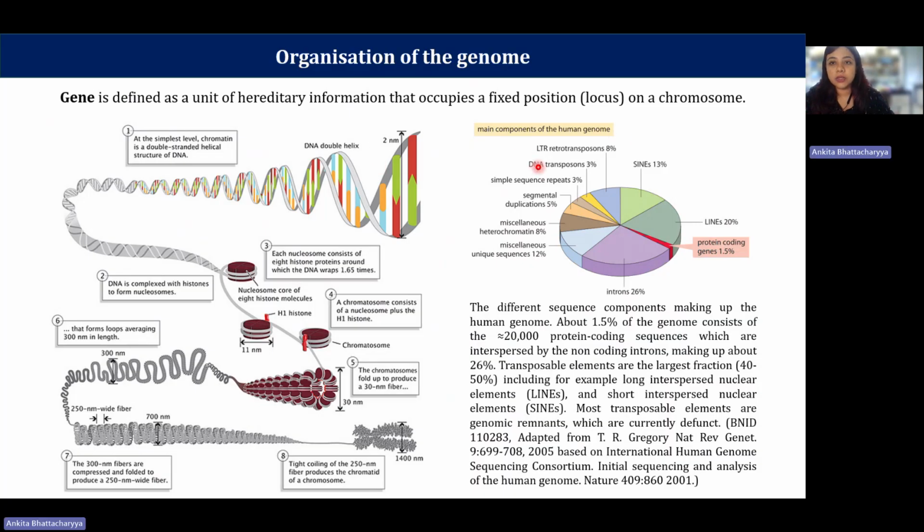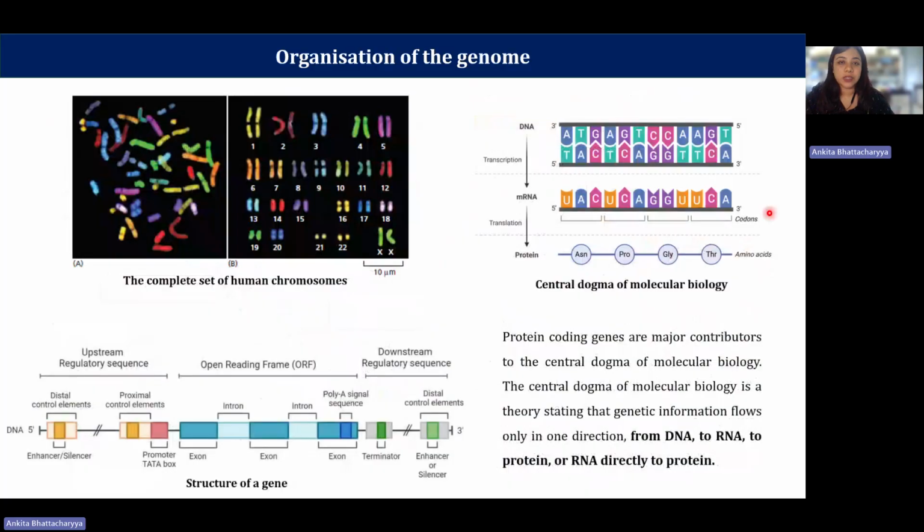So these are the major components of the human genome. So you have protein coding genes. Out of these form a very tiny percentage, only 1.5%. But apart from that, you have LINEs, SINEs, retrotransposons, simple sequence repeats, segmental duplications, miscellaneous heterochromatin, miscellaneous unique sequences, etc., which all together form the entire human genome. And these elements all have different functions as well.